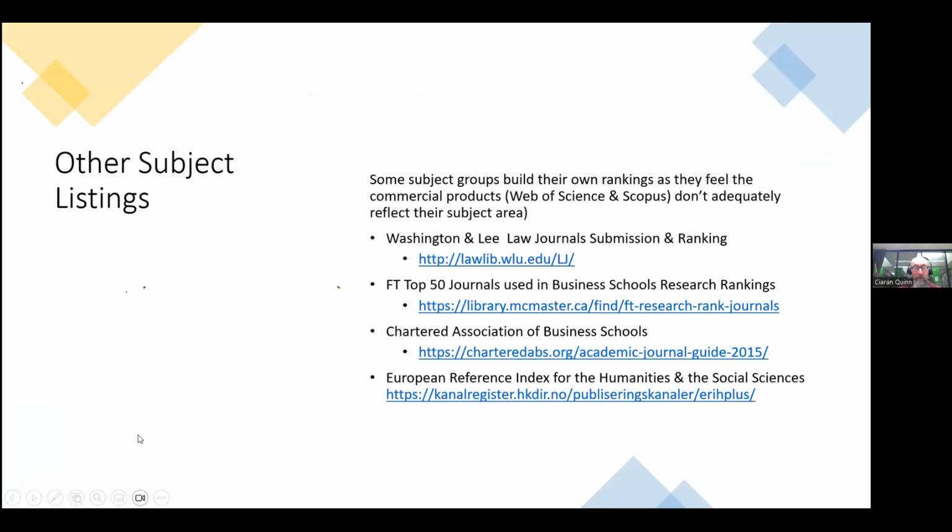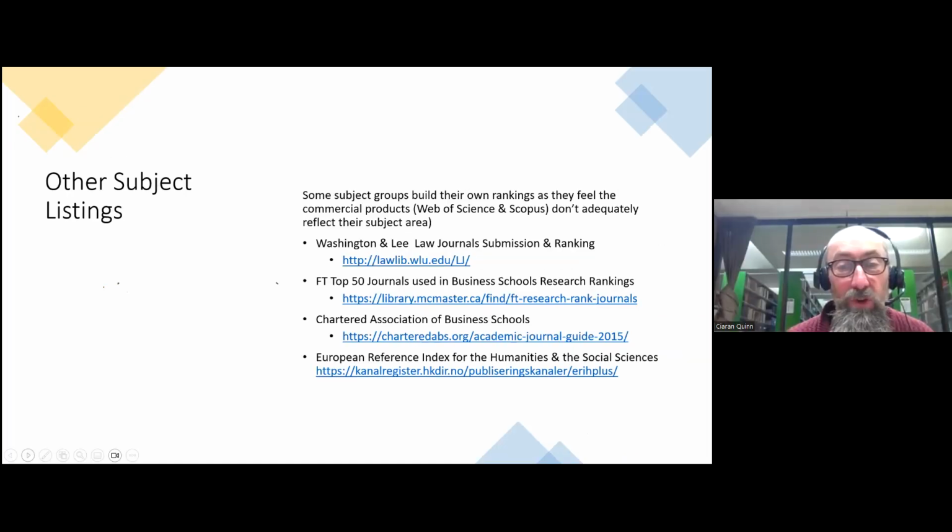Just generally, there are some subjects as well that aren't particularly well represented on the databases. That is improving, but there still is a feeling that they're not quite there yet. And some other listings have emerged. So for example, in law, there's the Washington and Lee Law Journal submission rankings listing, Financial Times top 50 business schools listing, Chartered Association of Business Schools listings, European Reference Index of Humanities Social Sciences. So there's a lot of these other listings that you'll probably be aware of in your subject area that will identify kind of the journals of note in your area.